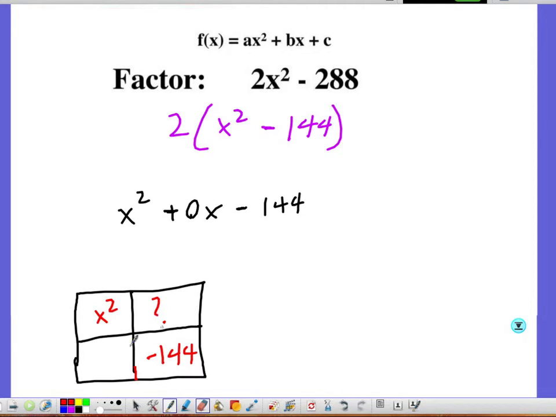Again, we have to figure out what goes in those 2 boxes. Well, you have to take the coefficient of x squared, which is going to be 1, times the constant, which is negative 144. And you get negative 144. So what are the factors of negative 144 that, in this case, add up to 0?